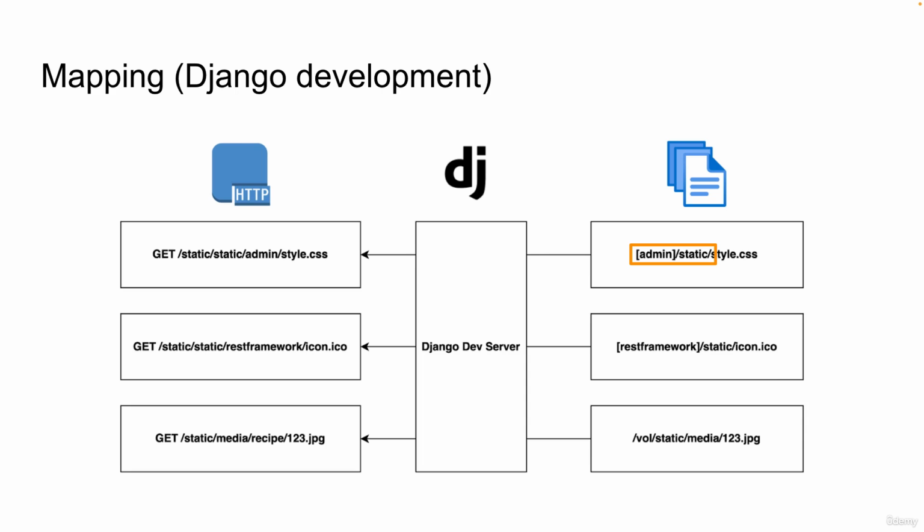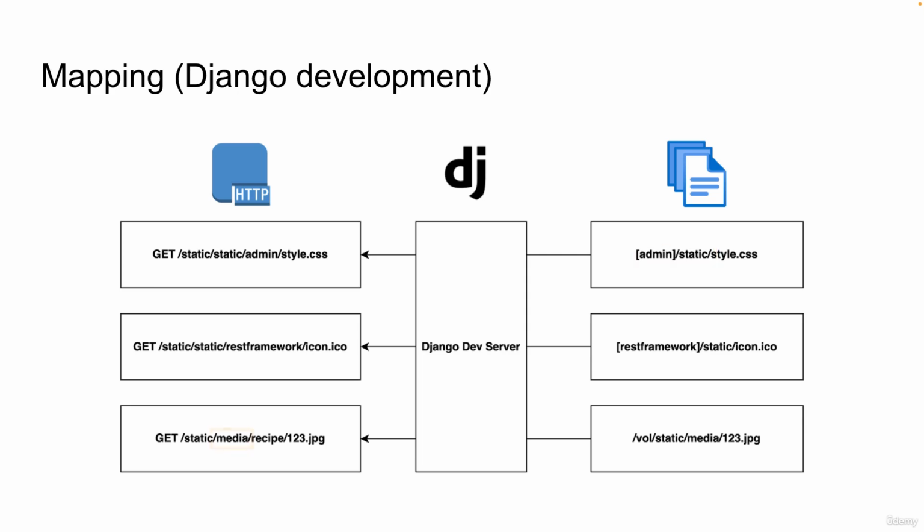You might notice that I've put the admin in brackets on the file system side, and the reason why I did that is because that file isn't going to be visible in our project. It's actually only visible inside the Python package that is used for Django. So this happens automatically, and the files are located automatically by the Django development server. So there isn't much that you need to do in order to be able to serve static files with Django when you're using the development server, because it handles a lot of it for you.